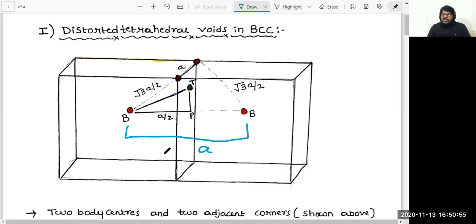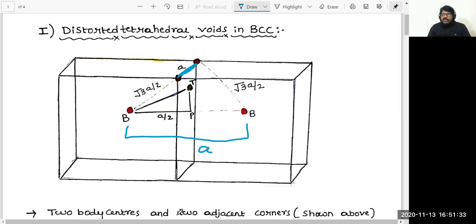But that tetrahedron is not a normal tetrahedron, it is irregular or distorted. Why is it irregular? Because here, if you take this edge length, that is a. This edge length, that is a. But here, this is a corner particle, this is a body center particle. The distance between the corner particle and body center particle is half the value of a body diagonal. Body diagonal is root 3a, and the distance between these two particles will be root 3a by 2.